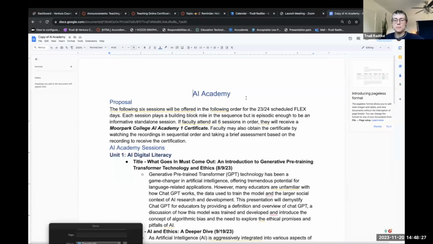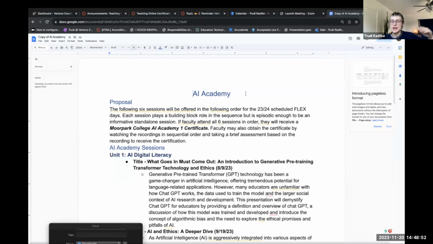Awesome. Great. Okay. So essentially, this is something I talked a lot about in that session. We're calling it the AI Academy. The proposal is a 6-session series, offered on every flex day of our 23-24 calendar year. We just completed the first 3, and the second 3 are going to be in the spring. So essentially, we hold it on every flex day.